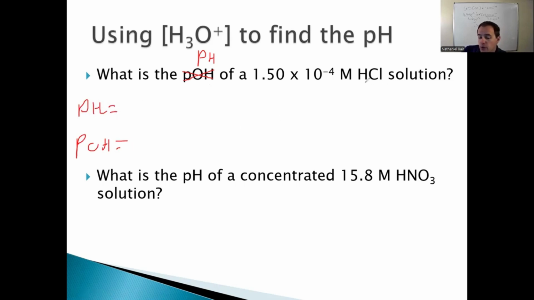So HCl fully dissociates. Since it fully dissociates, that is the H plus ion concentration. That's it. So go ahead, calculate the pH of that solution.